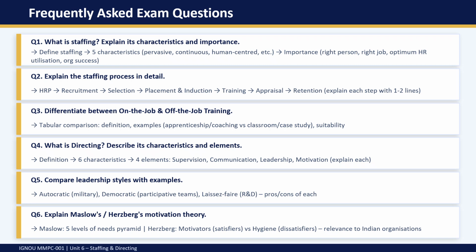When asked to differentiate between on the job and off the job training, present a clean tabular comparison with definitions and examples. When asked about directing, define it, describe its six characteristics, and then explain all four elements, SCLM, in detail. When asked to compare leadership styles, cover all three styles with their contexts, advantages and disadvantages, and include real world examples. When asked about Maslow's or Herzberg's theory, draw the diagram if possible, name each level or factor, and relate it practically to how an Indian manager might apply it.